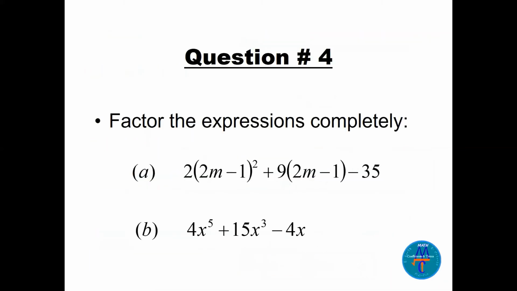Now, let's see. You want to try? Nice question here. 4x to the power 5 plus 15x cubed minus 4x. If you want to try this, see, I can help you here. Maybe there is no common in the numbers. 4, 15, and 4. There is no common. X power 5, x power 3, x. There is a power 1 here common. So you can take common factor x power 1. And then you can proceed.